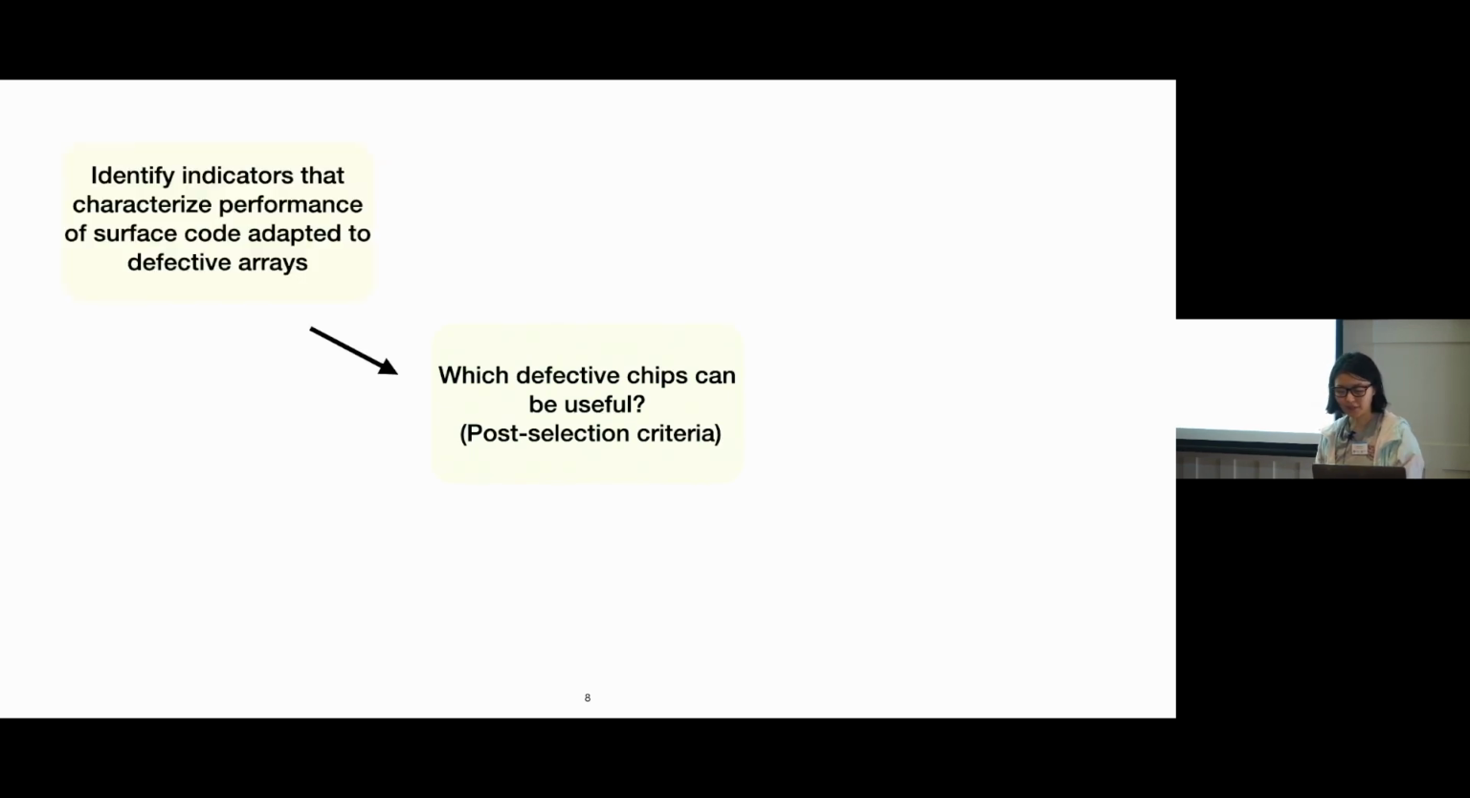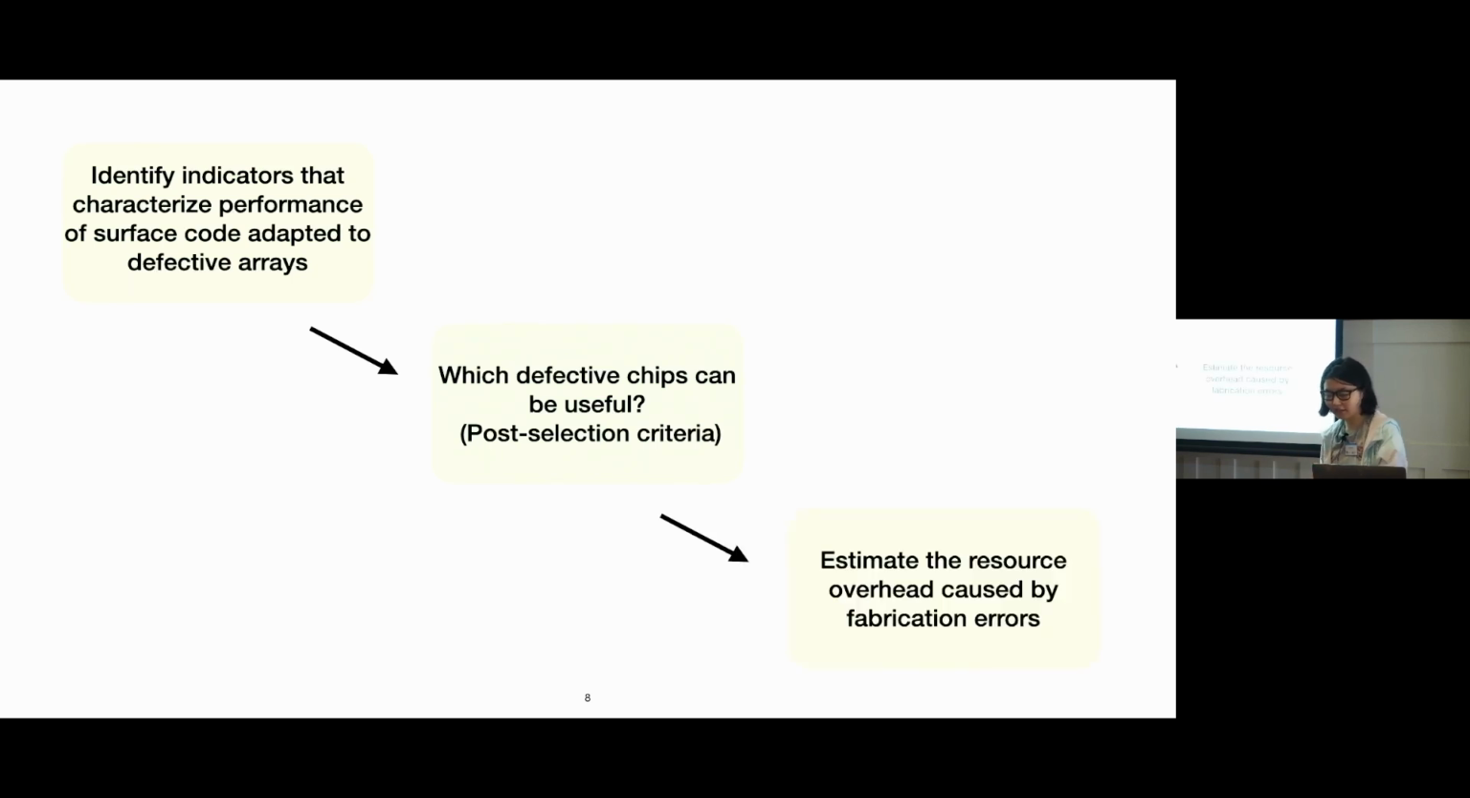So actually the main question that we want to try to answer is which defective chips can be useful. In other words, if we want to build a modular device using chiplets, what's going to be the post-selection criteria that we use to select the chips? To answer this question, we need to identify indicators that characterize the performance of the surface code when it's adapted to defective arrays. With this knowledge, we can evaluate another thing, which is the resource overhead caused by fabrication errors. By resource overhead, I mean the total number of physical qubits that you expect to fabricate. And we can also evaluate how this depends on various design choices.